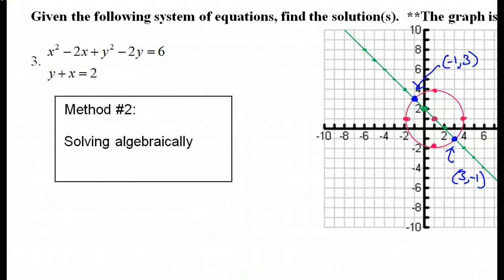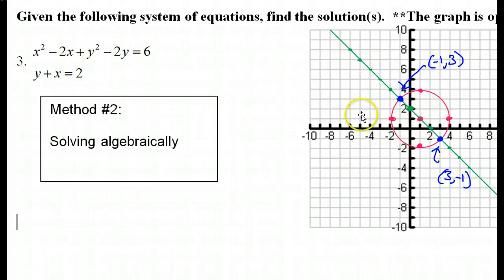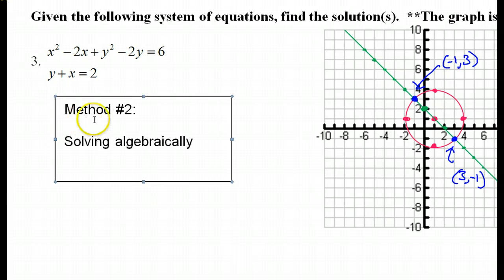In the previous part of the video, I just solved this system by graphing. So if you wanted to see how I graphed it and got these two solutions, rewind and watch the problem just before this one. But now I'm going to use the second method, which we will call solving algebraically. If you're interested in learning how to do this algebraically, watch on, but put your pencil down. Watch me do it, learn how to do it, and then go back and do it your own self.